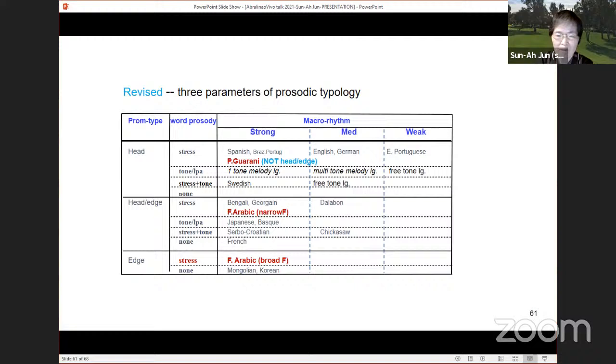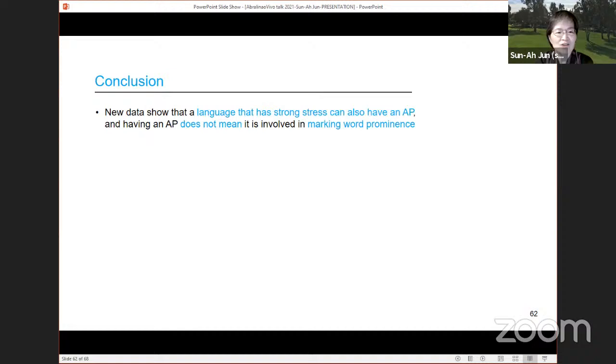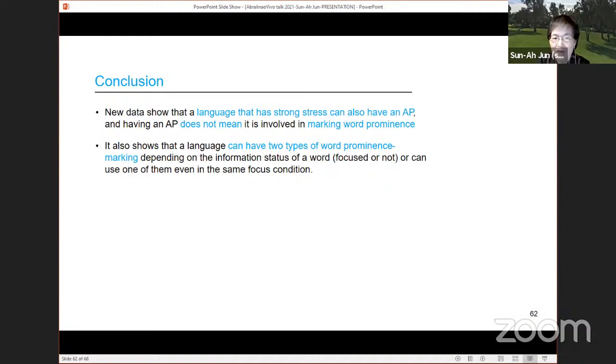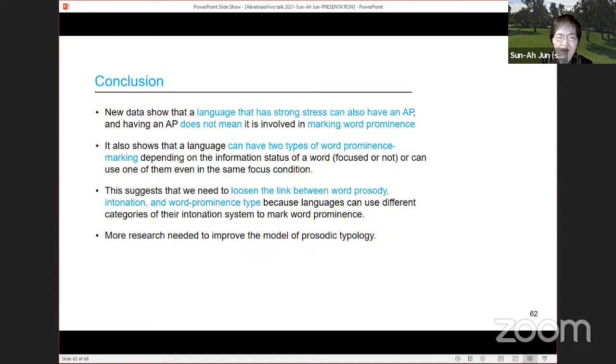So, conclusion: new data shows that a language that has strong stress can also have an accentual phrase. And having an AP does not mean it is involved in marking word prominence. It also shows that a language can have two types of word prominence marking, depending on the information status of a word, whether it is focused or not, and can use one of them even in the same focus condition. This suggests that we need to loosen the link between word prosody and intonation and word prominence type, because languages can use different categories of their intonation system to mark word prominence. And more research is needed to improve the model of prosodic typology.